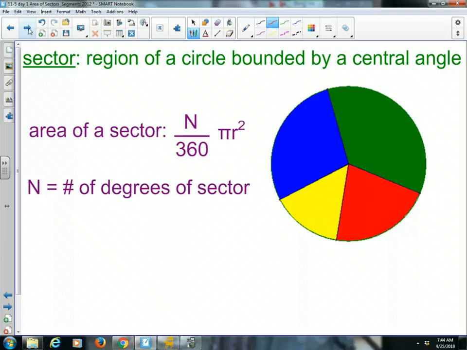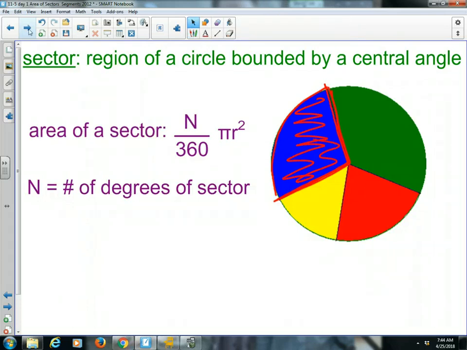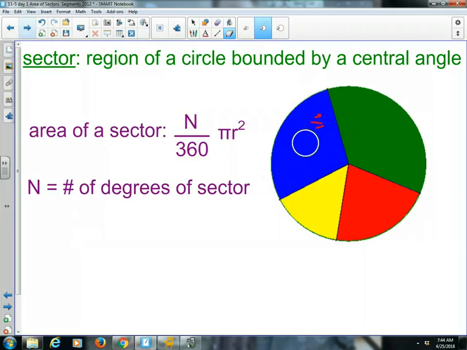So like this blue region right here, this is a sector because this red angle that I just drew is bounded by that central angle. The angle that I drew is the central angle. So the sector is this blue shaded region right there. Okay? Sometimes I think of it as a pizza slice. A pizza slice, sometimes people say, is a triangle. Well, it's not a triangle because it has a rounded edge. So it's actually called a sector. Okay? So these are all sections or sectors of the circle.